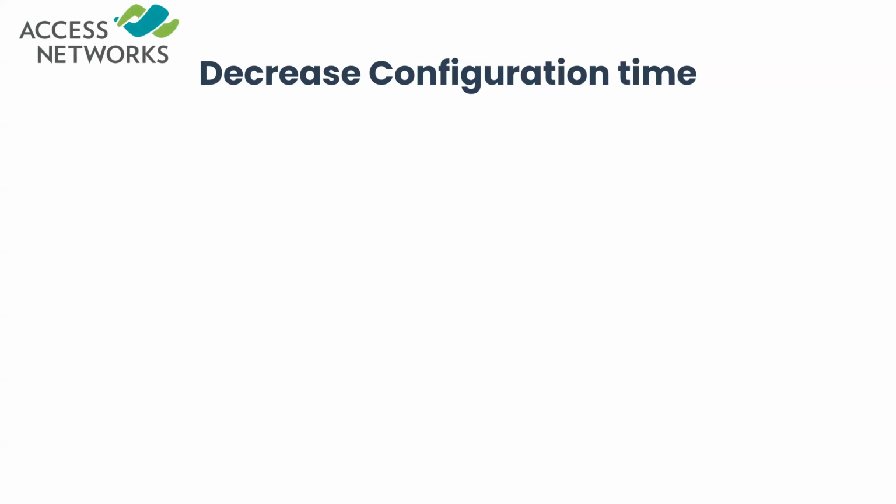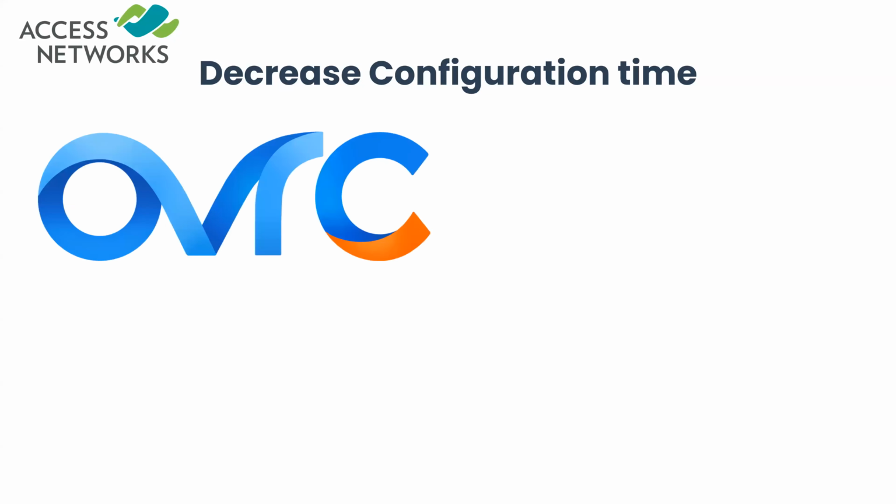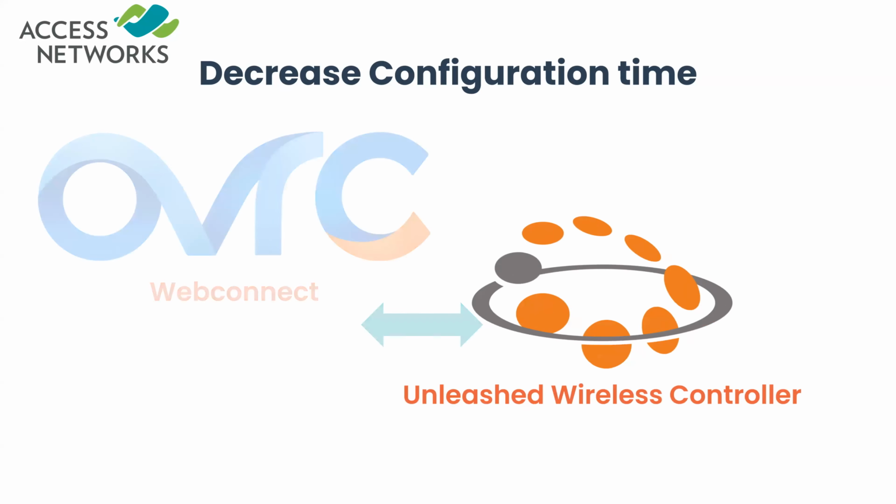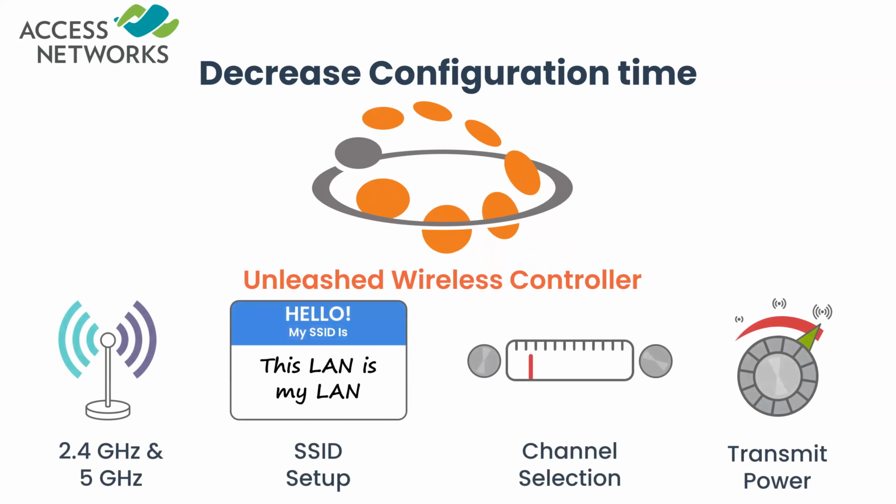Now, a lot of people know that you can do that with Arachnus, but the reality is you can still use OvrC to configure Access Networks as well. Web Connect will allow you to connect directly into the Unleashed wireless controller. And once you connect to the Unleashed wireless controller, you can do the same thing that you did with Wi-Fi management, but in the wireless controller, meaning you can configure the frequencies you're using, all the SSID characteristics, the channel selection, transmit power, any of those things can be configured in the wireless controller. It will push them out to the Unleashed APs.